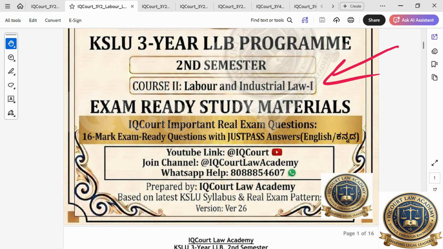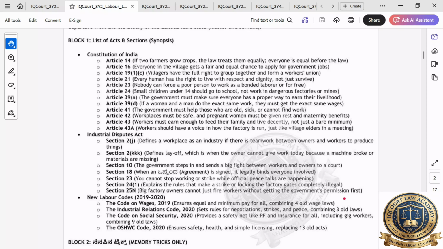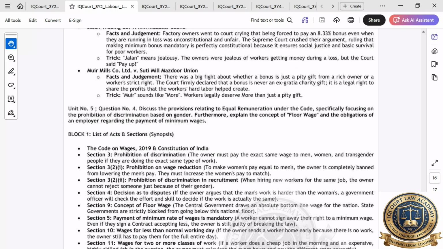People who don't have time, people who are working in IT and don't have time to study, they just want to score the passing marks of 40. They just want to clear the exam and become an advocate. So they are literally waiting for very simplified notes of only 17 pages. This is what we are giving to our students. Now these are the blocks actually. This one is question number, unit number 4. I will show you another one.